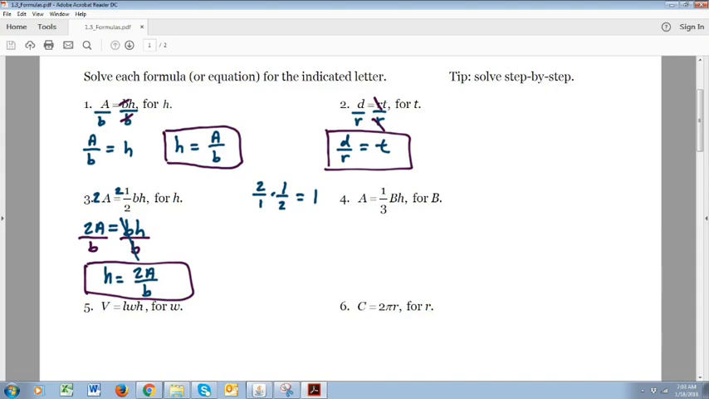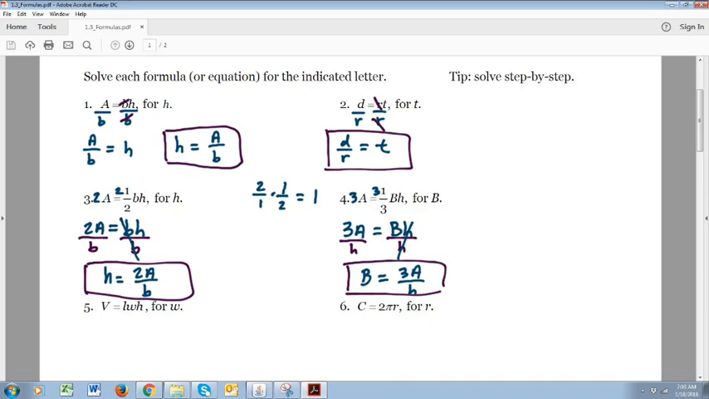Let's look at number 4. And again, I would encourage you to try it before you look at my solution. Let me go ahead and do it now. We're going to this time multiply each side by 3. We're going to get 3a equals capital BH. And if I want that B by itself, I'll divide each side by h. And so we're going to get capital B equals 3a over h.